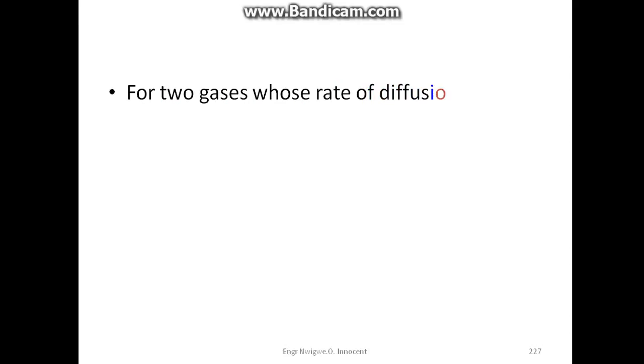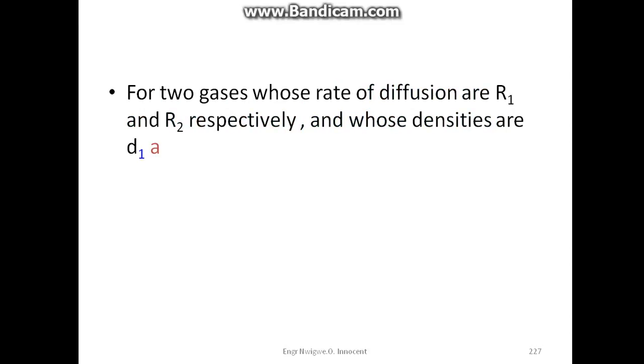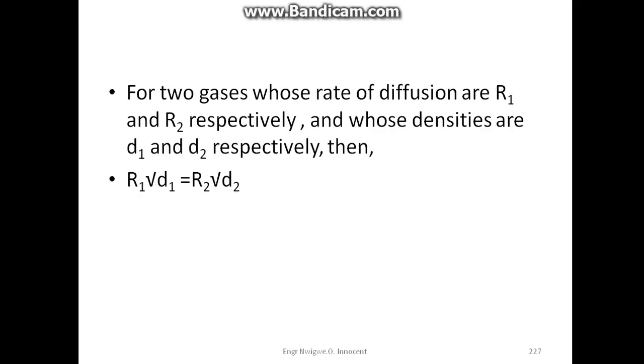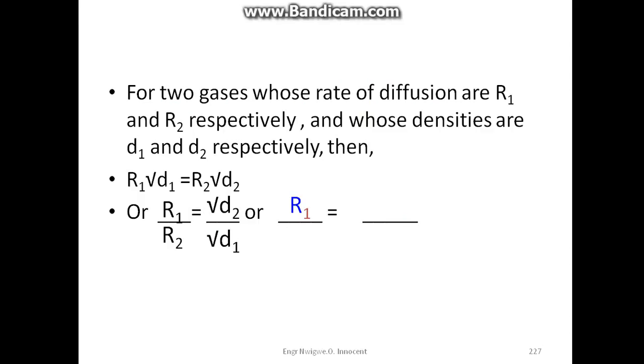For two gases whose rates of diffusion are R1 and R2 respectively, and whose densities are D1 and D2 respectively, then R1 times square root of D1 is equal to R2 times square root of D2, or R1 over R2 equals square root of D2 over square root of D1, or R1 over R2 equals square root of D2 over D1.